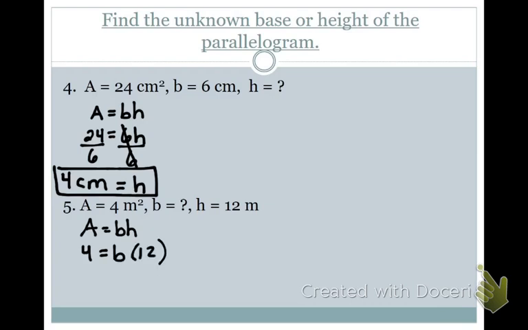Once again, my goal is to get the b by itself. How do I get rid of that times 12? You divide by 12. Okay, these two cancel each other out. Now let's go ahead and reduce this. What's 4/12 reduced? 1/3. Okay, so the truth here for finding the base, it's 1/3 of a meter, and that is your base.